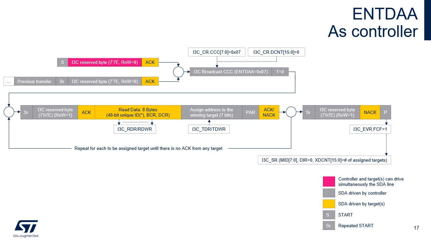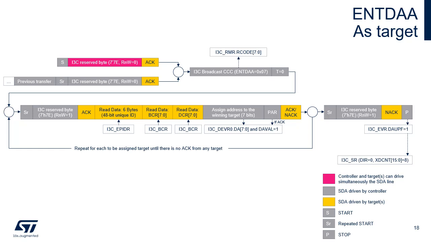This figure illustrates the I3C broadcast NDAA CCC as it's communicated on the I3C bus and as it's programmed when acting as target. The assigned address is captured in the I3C_DEV_R0 register. Here's the format of the provisioned ID.